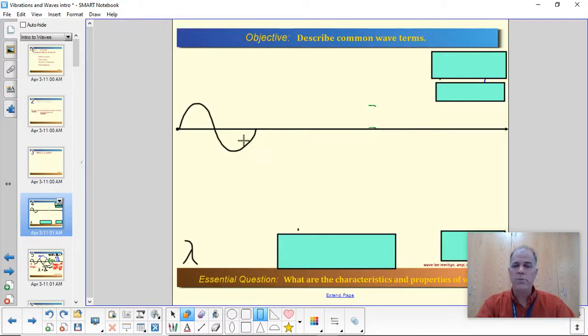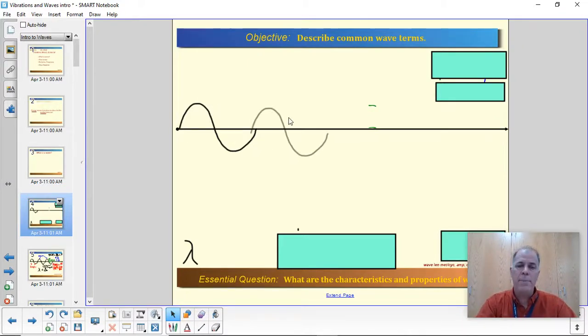Now we've got some terms here. We're going to envision a wave traveling down a rope or down a string. So this straight line here represents the rope, and when I jiggle the rope, then the wave starts traveling along. And I'm going to make some copies of this.